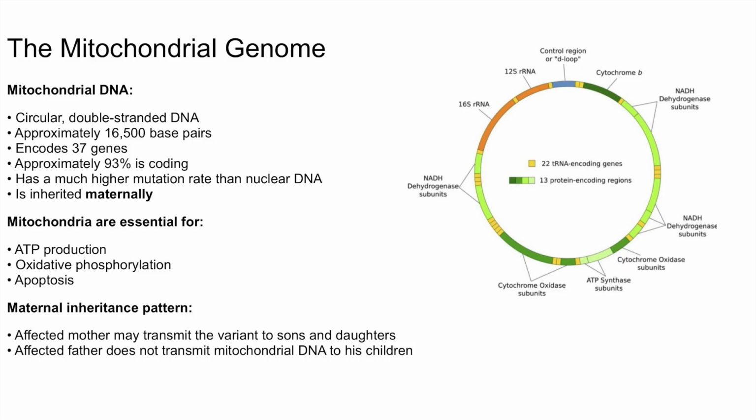Mitochondrial DNA has a relatively high mutation rate and is inherited almost exclusively from the mother because the embryo's mitochondria come from the oocyte. Therefore, an affected mother may transmit a mitochondrial variant to her sons and daughters, but an affected father does not transmit it to his children. Pedigrees may look maternal, but disease severity can vary enormously between relatives because inheriting the variant does not guarantee that every cell or tissue receives the same proportion of abnormal mitochondrial DNA.